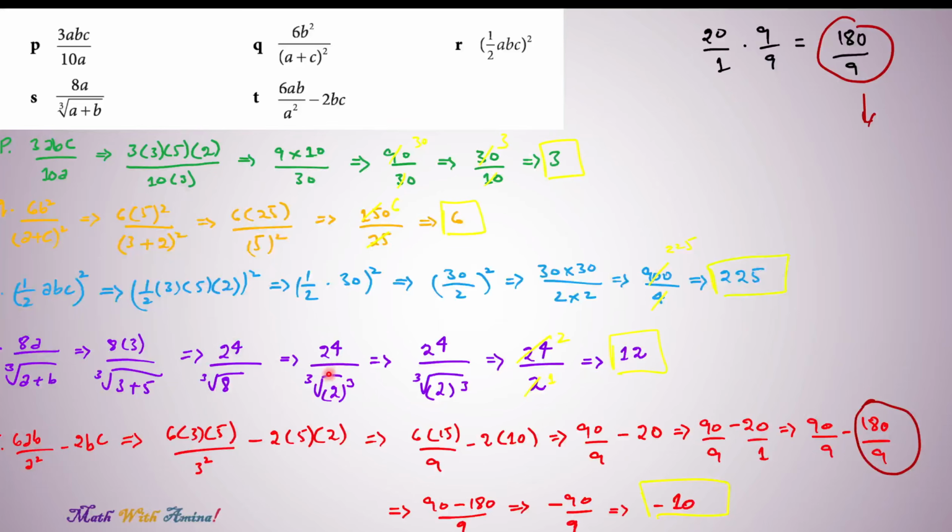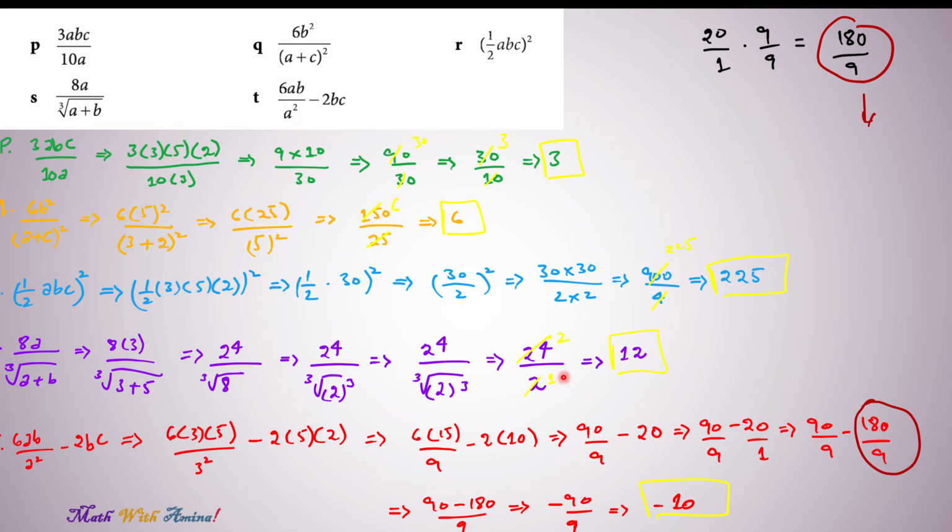Can we further simplify it? In the numerator, there is nothing we can simplify further, but in the denominator we can. In order to solve further, we have to get rid of the cube root. How can we do that? If we write 8 as 2 raised to the power of 3, the 3 will get cancelled with the cube root because these are inverse operations of one another. When the cube root gets cancelled with the cube, we get 24 over 2.